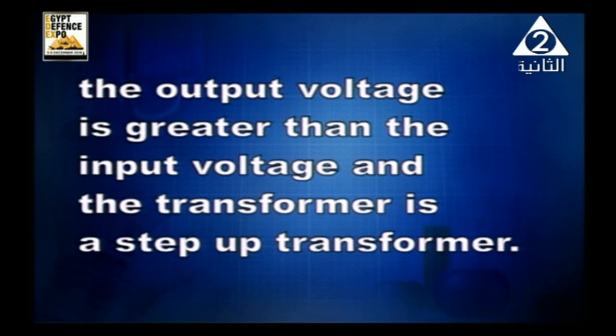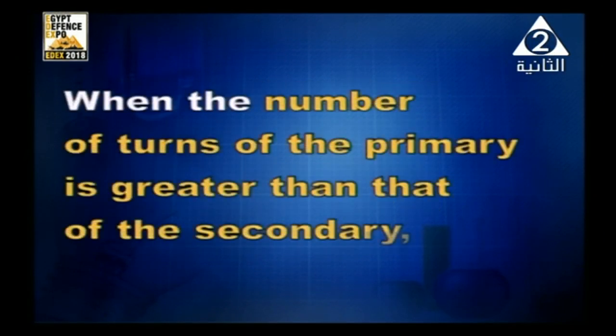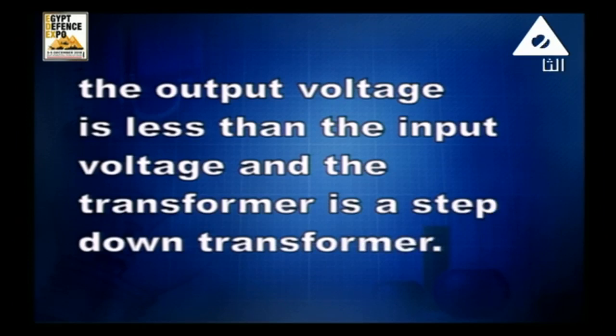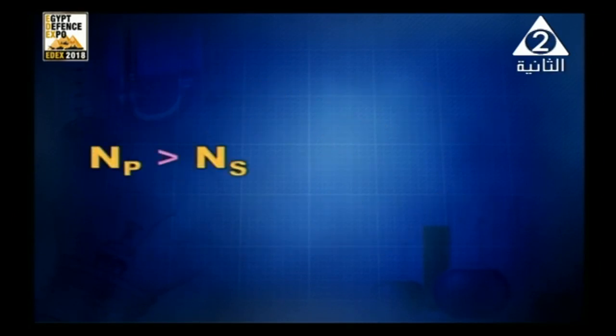When the number of turns of the primary is greater than that of the secondary, what happens? The output voltage is less than the input voltage, and the transformer is a step-down transformer. So when Np is greater than Ns, Vp will be greater than Vs, and the device is a step-down transformer.